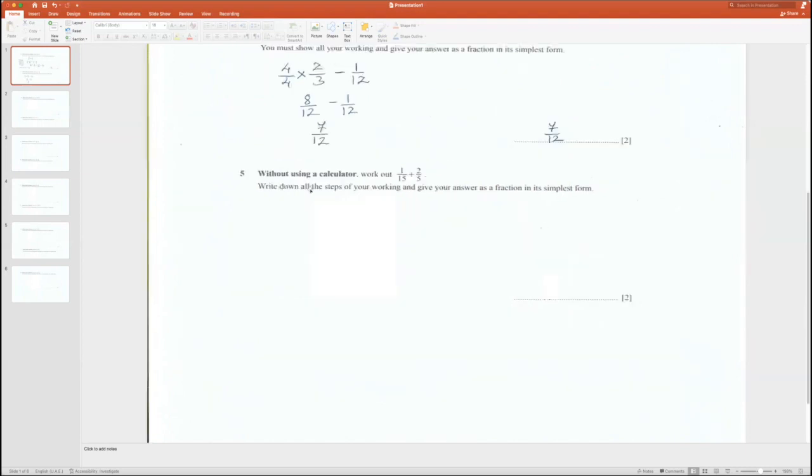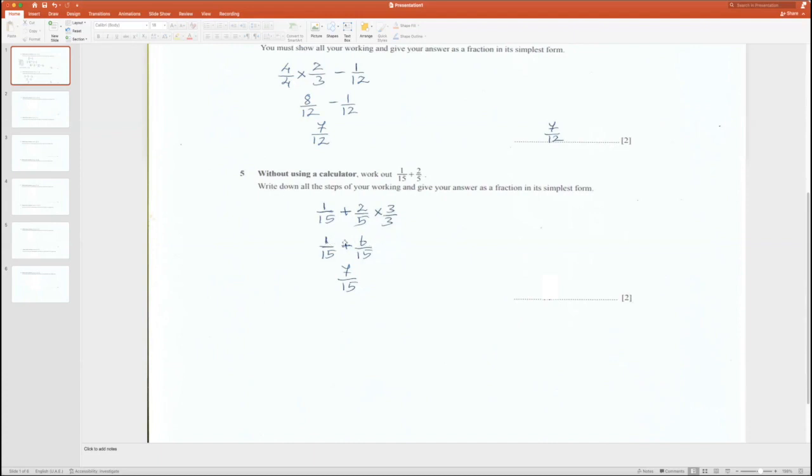Without using a calculator, work out. Two fractions given. We know that we have to find the common denominator to add these two fractions. 15 is the common denominator. So we have to multiply this fraction by 3 to get the 15. So 1 over 15, this one we are multiplying by 3, and then 1 over 15 plus 6 over 15.